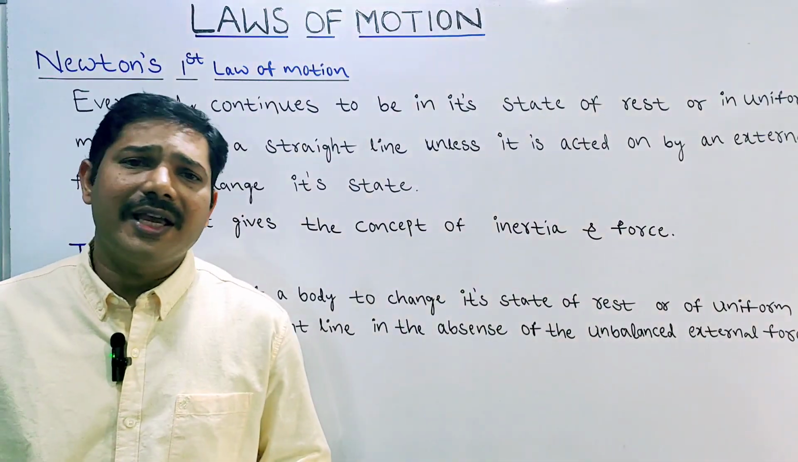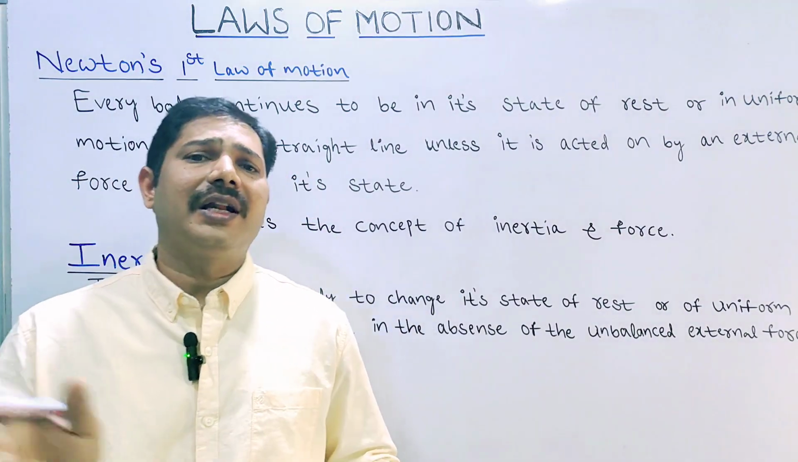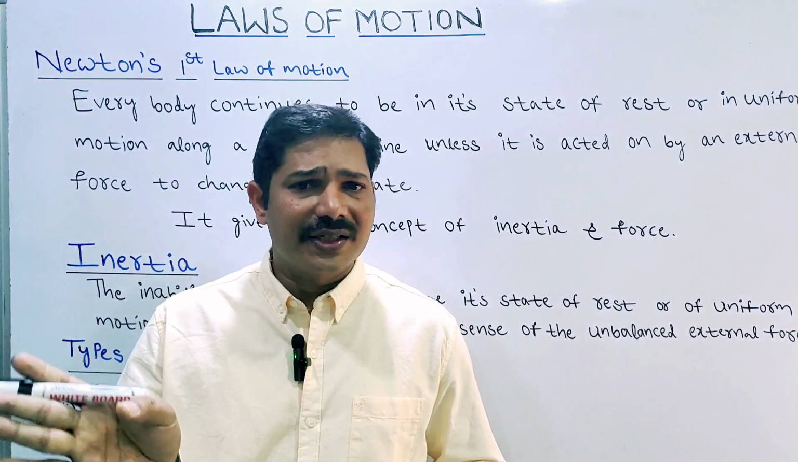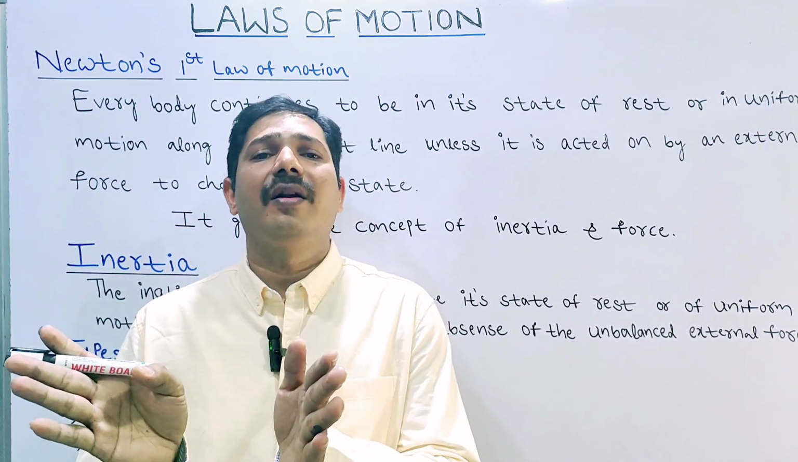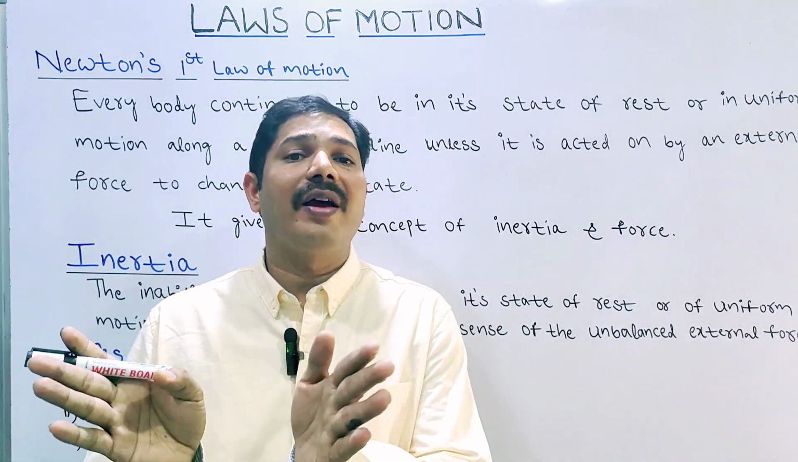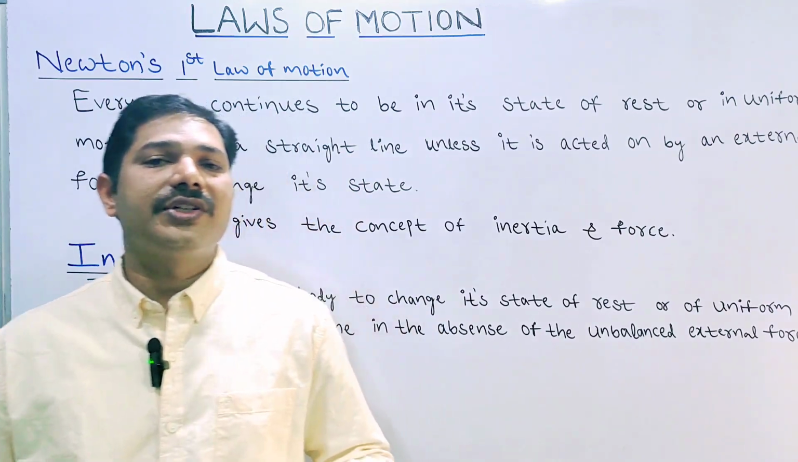The last one, inertia of direction. The bus is moving in a straight direction, and for example the driver turns rightwards suddenly. The passengers feel they are thrown leftwards. So this is inertia of direction.